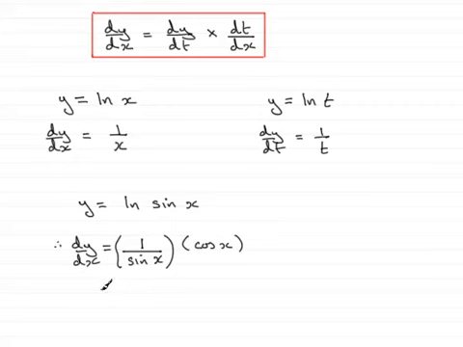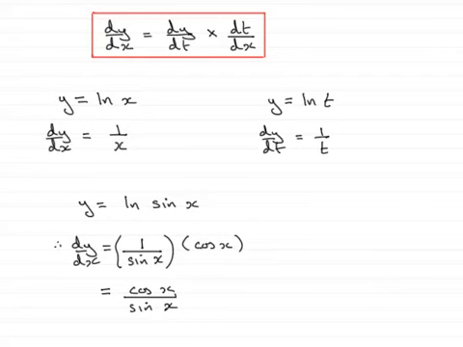So differentiating sine x with respect to x is cos x. Simplify this by multiplying the two fractions together. 1 over sine x times cos x gives cos x over sine x. And some of you might recognize this as being cot x. But I'll just leave this as cos x over sine x for this example though.